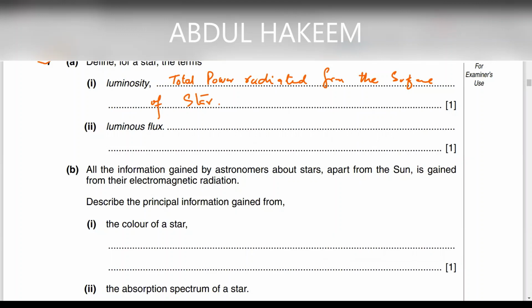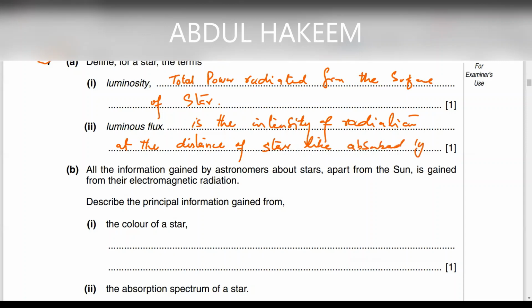And the luminous flux means the intensity. So this luminous flux is actually the intensity of radiation at the distance of the star, like absorbed, received by Earth, in the power per unit area, receiving at a certain surface from the distance from the star.